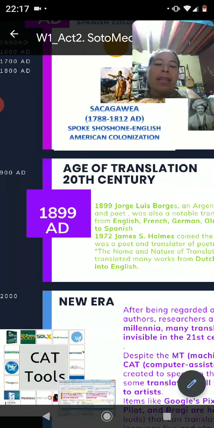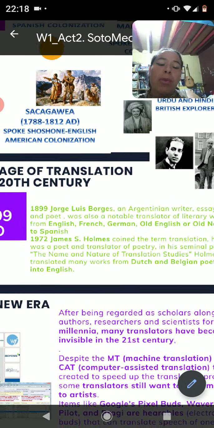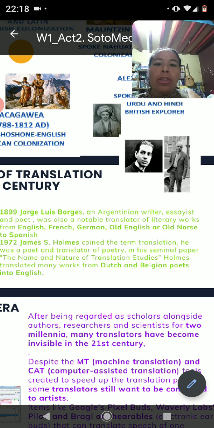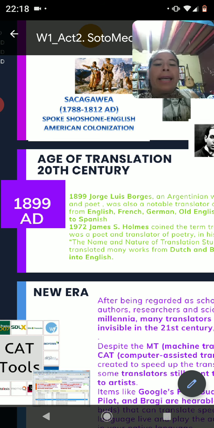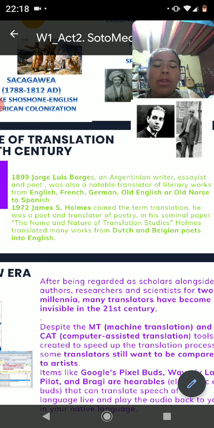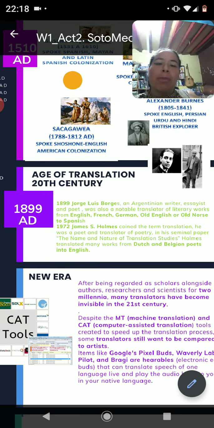in the 20th century, Jorge Luis Borges was a very intelligent man. When he was 9, he started translating from English. Although he was not a professional translator, he transferred English, French, German, Old English, and Old Norse literature into Spanish. And after that, in the late 20th century, James Holmes coined the term translation studies. He was a poet, but he published a very important work on translation. Thanks to him, we have a lot of information about translation.